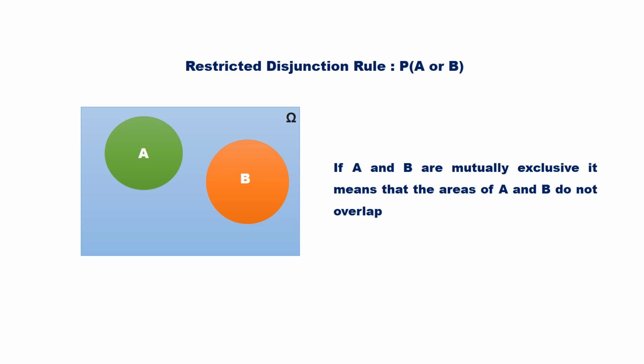Let us represent the disjunction rule using a Venn diagram. The rectangle area represents a sample space. We call it omega. The green area represents the probability of A and the orange area represents the probability of B. If A and B are mutually exclusive, it means that the areas of A and B do not overlap. So, the probability of A or B is the sum of the areas of A and B.